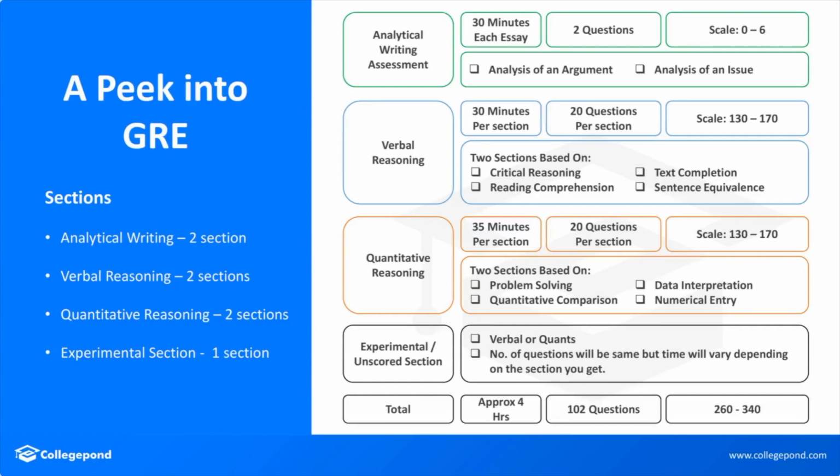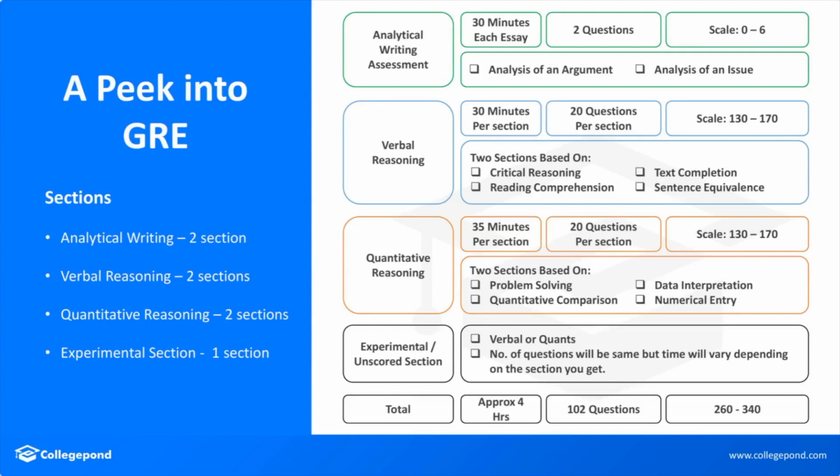You also have an experimental section, which is usually quant or verbal. This is for ETS to test some questions on you as guinea pigs and then decide whether it's worth putting in the actual section or not. In the experimental section, if you get all right or all wrong, it does not matter. It is not graded at all.